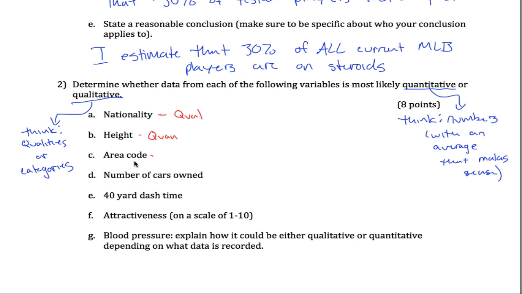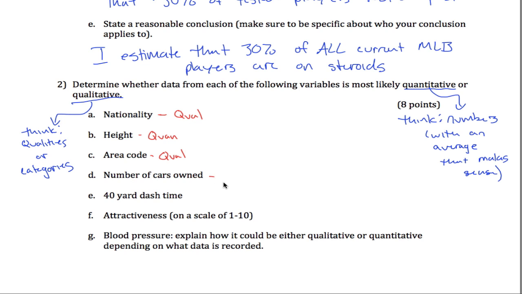Area code, that one's a little bit tricky. You might think it's quantitative because area codes are numbers, but it's not, it's qualitative. The reason is that it doesn't make sense to take the average of area codes. Area codes are more categories that people fit into. The average of a bunch of area codes doesn't make sense.